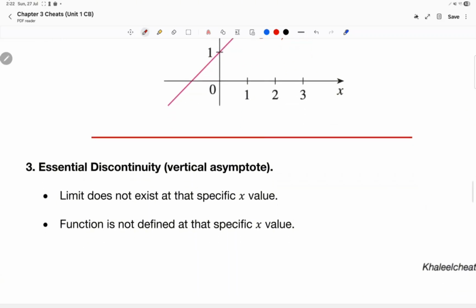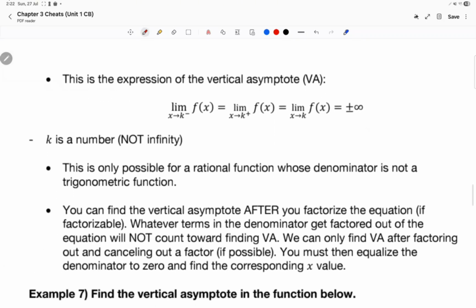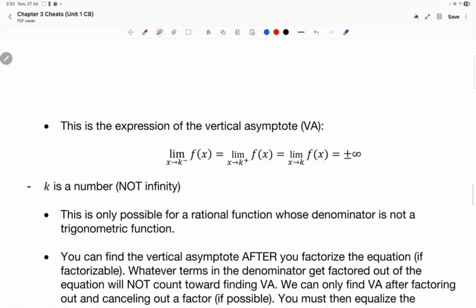Now, when it comes to vertical asymptotes, please know this notation. They love it for the MCQs. The limit as x approaches a certain number from the left is equal to the limit as x approaches from the right. Okay? The limit does exist, and the limit is going to be either equal to positive infinity or negative infinity. Please know this notation very, very well. Okay.